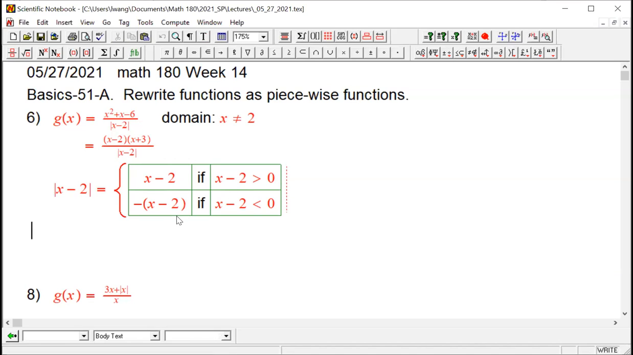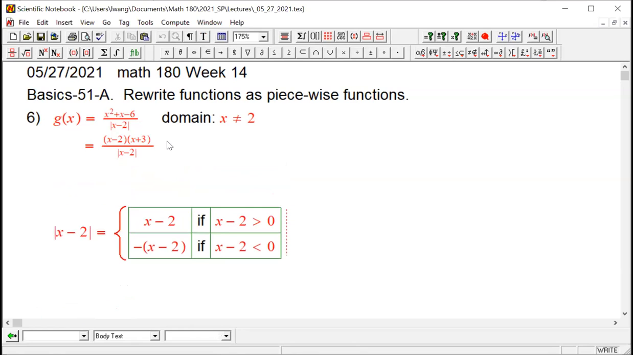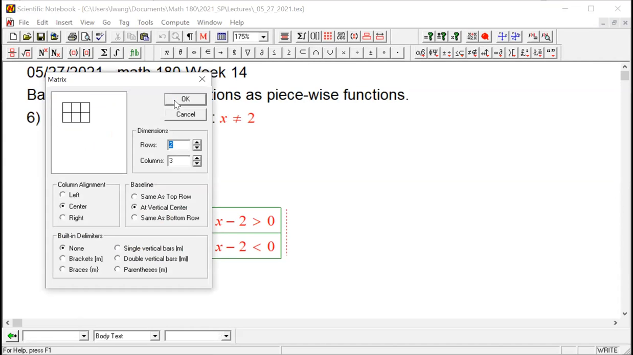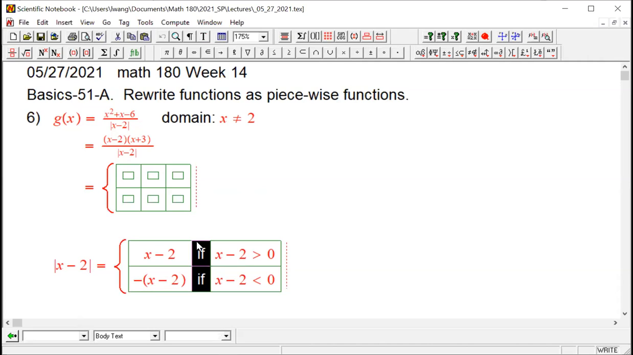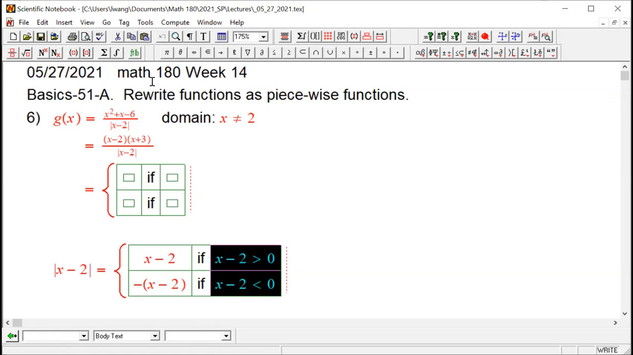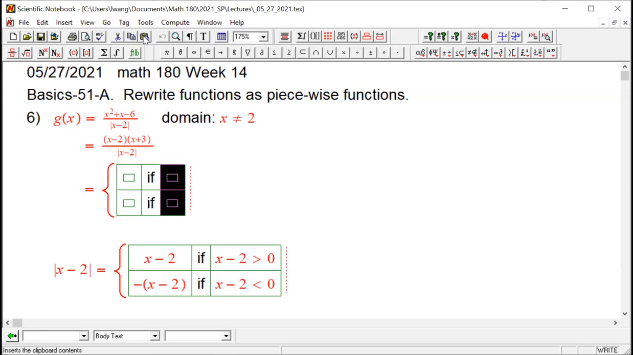All right, so next, we're going to work on the g. The g will have two pieces, so let's combine them. The if will be at the if, and these two conditions we copy and paste, because these are answering that question.